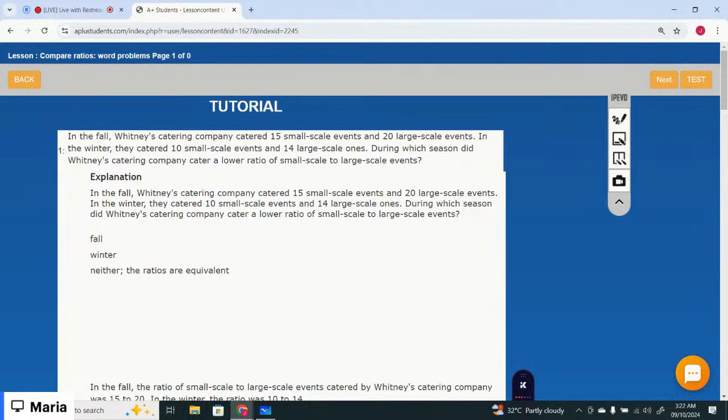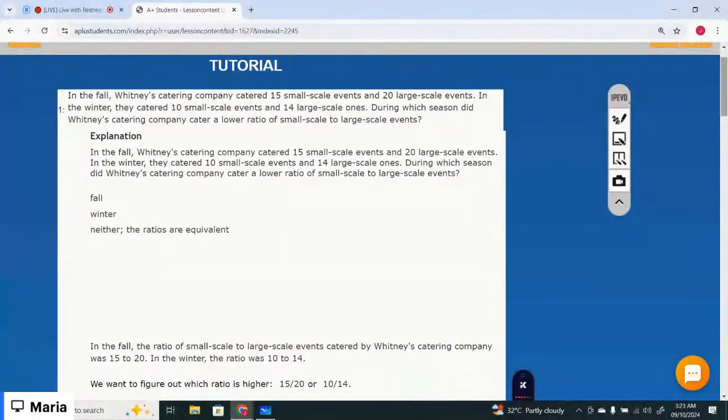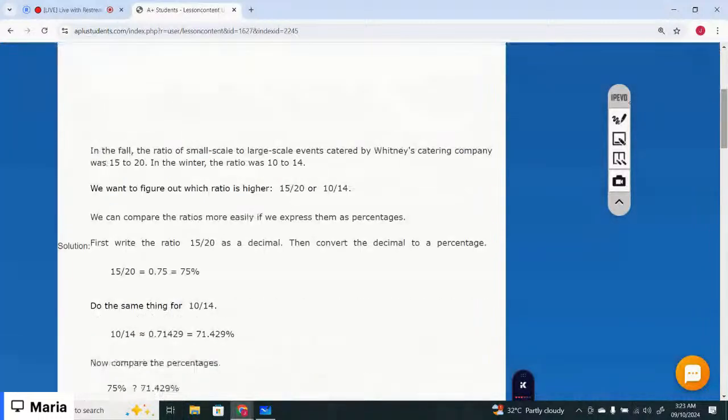In the fall, Whitney's catering company catered 15 small scale events and 20 large scale events. In the winter, they catered 10 small events and 14 large scale ones. During which season did Whitney's catering company cater a lower ratio of small scale to large scale events, right? So just make the ratios for the fall, that is 15 to 20, and for the winter, that is 10 to 14, right? Calculate their percentage, right? 15 to 20 equals 75%, and 10 to 14 equals 71%.